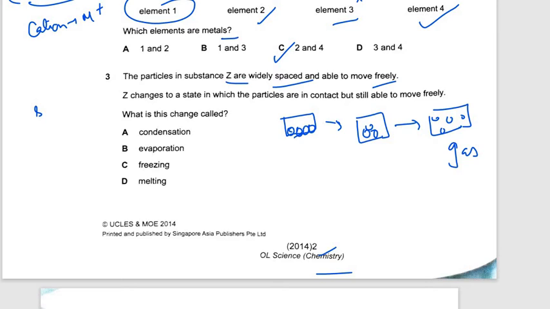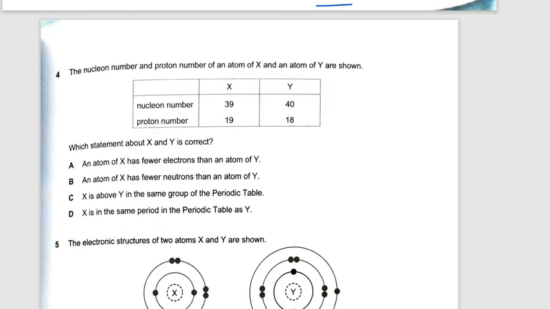The gas changes to a state in which particles are in contact but still able to move freely. It means it is the liquid. So gas to liquid is which change? Evaporation: you convert liquid to gas, so no. Freezing, no. So only condensation is possible, where if you put hot water and allow it to a cooler temperature, it will convert into liquid form. Evaporation is liquid to gas. Freezing: liquid converts into solid. Melting: solid converts into liquid. So these options are all not correct. Now question number 4.